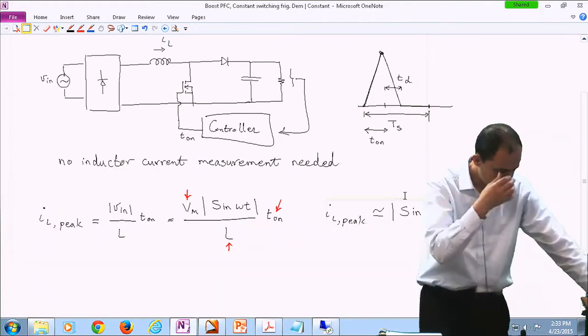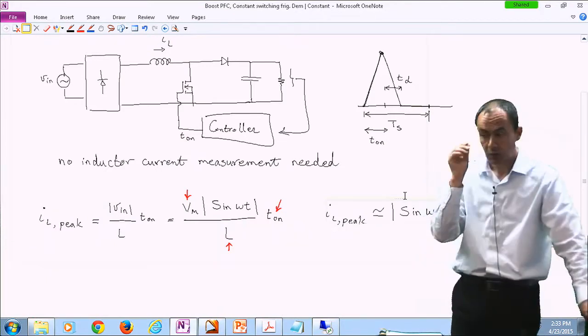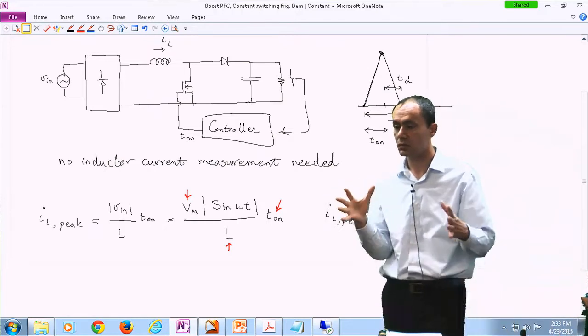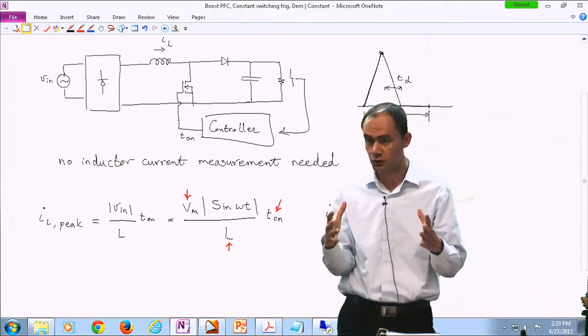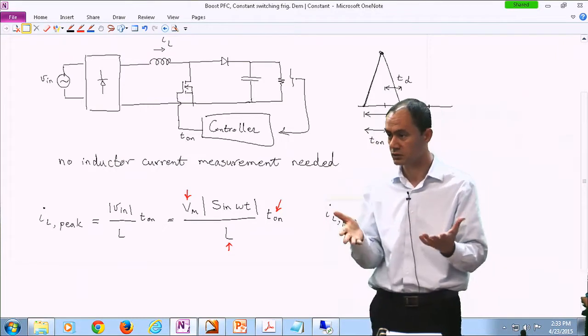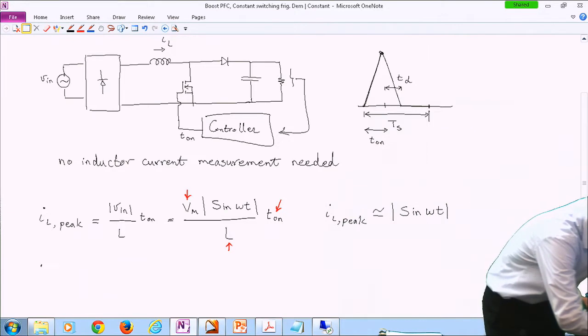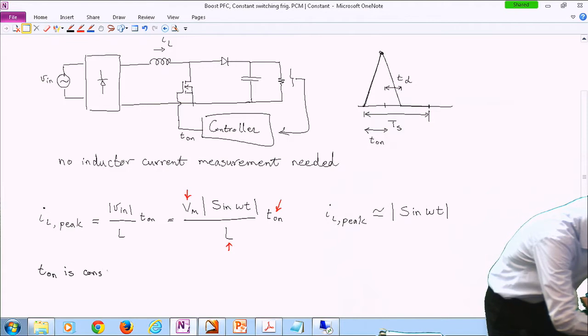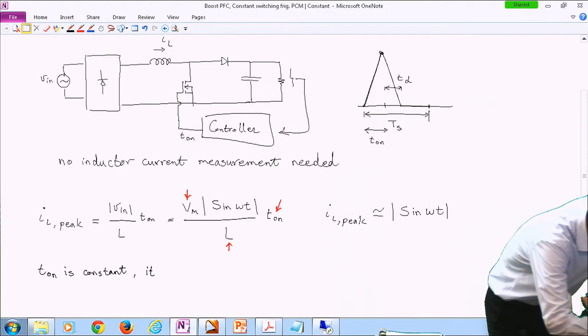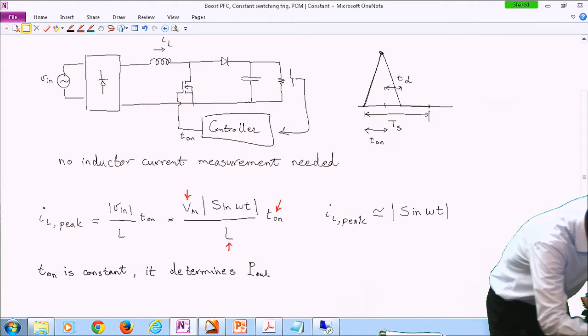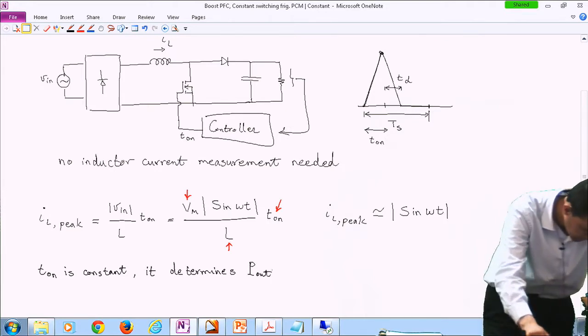Also, as we saw in the simulation, if you play around with T on, we can regulate the output voltage or determine how much power is being delivered to the load or how much current is drawn from the source. So T on is constant. It determines P out, or maybe V out.